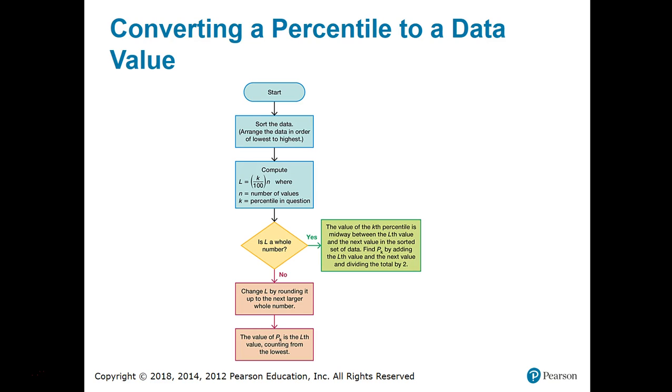Is L a whole number? It could be or it might not be. So this is our little flow chart here. Let's say it is. The value of the K percentile is midway between the nth value and the next value in the sorted set of data. Find P sub K by adding the nth value to the next value and dividing by 2. This will make more sense when we actually do it. No: change L value by rounding it up to the next larger whole number, and find the P sub K value by counting from the lowest.